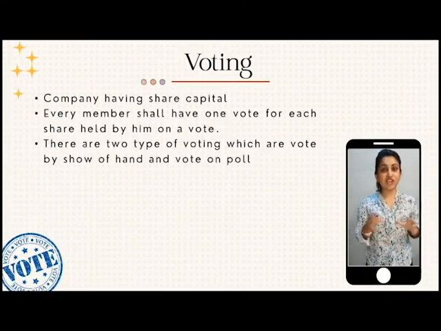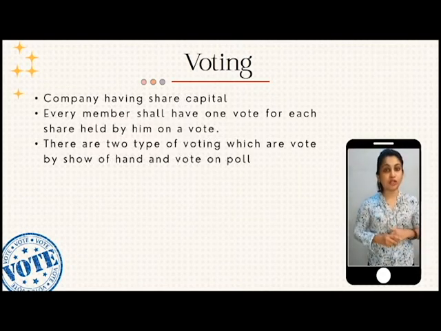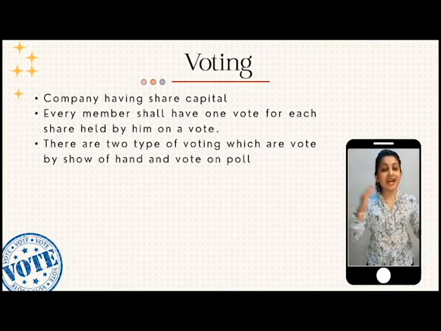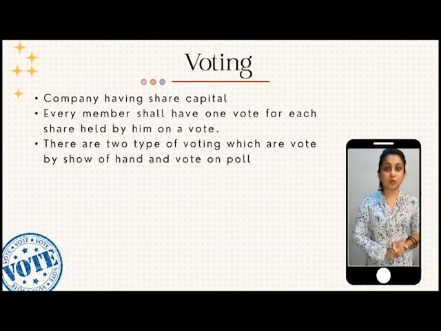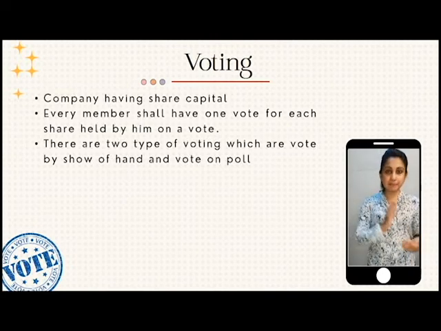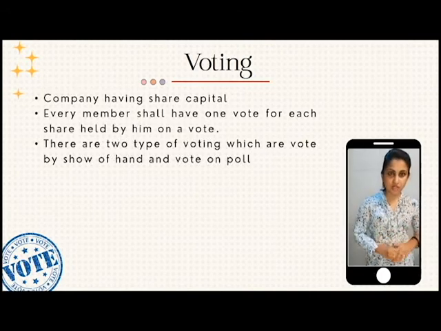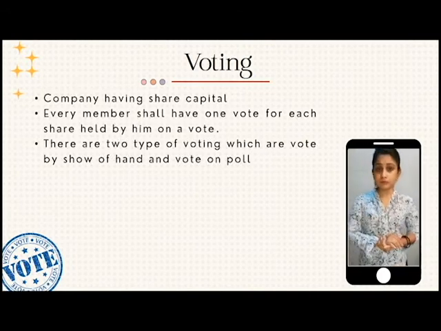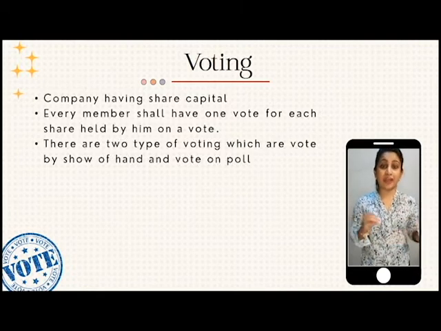For a company having share capital, every member shall have one vote for each share held by him on a written resolution, unless the Constitution provides otherwise. Written resolution applies only to a private company. Similarly, where it is a vote on a resolution on a poll, every member shall have one vote for each share held by him, unless the Constitution provides otherwise. However, if it is a vote on a resolution on a show of hands, every member shall have one vote.